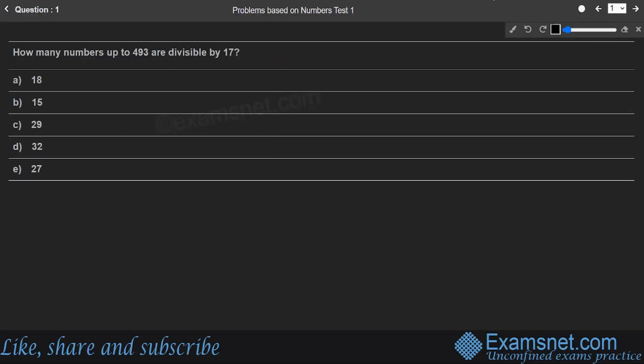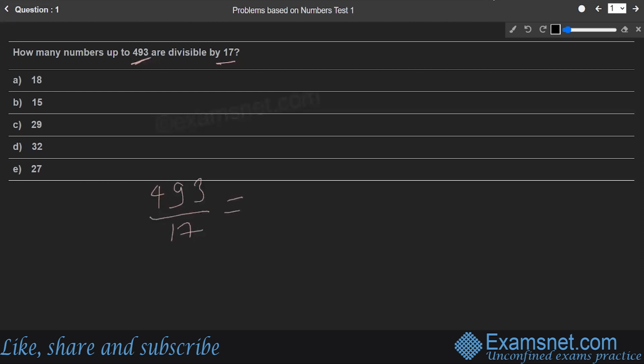Okay, so the question says, how many numbers up to 493 are divisible by 17? Since 17 is a prime number, to know how many numbers are divisible by 17, we can simply divide 493 by 17, because 17 has no other divisor than 17 and 1 itself. So this question can be easily answered by dividing 493 by 17.